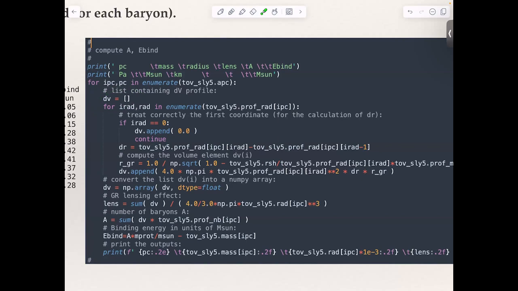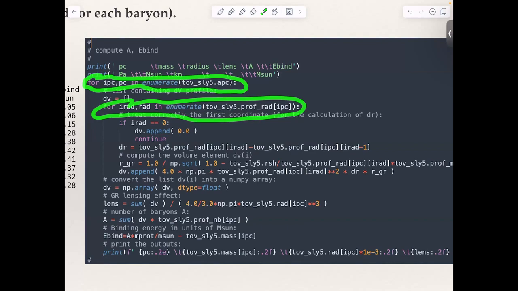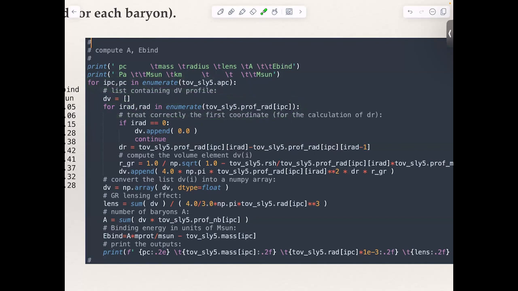So what I do is I take my object, the solution of my TOV, and I ask for the profile. So this is a loop which will loop over all the points in my profile, so all my steps in a radial coordinate. Okay, so I have this loop, and inside I have a loop, so it's a loop inside the loop. The first loop is a loop over the central pressure. And for each central pressure, I make a loop over my coordinate, because from one central pressure to another, my metric is different, and therefore I have different solutions.